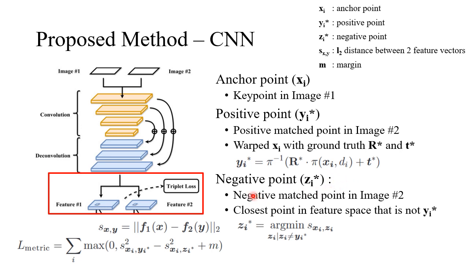And the last one is the negative match point in image 2. It is simply the key points of image 2 that are not included in the positive samples, but with the smallest distance. It is mentioned in the paper that other points other than the smallest distance can be used, but in their experiments, the closest points will contribute the most to the loss function.